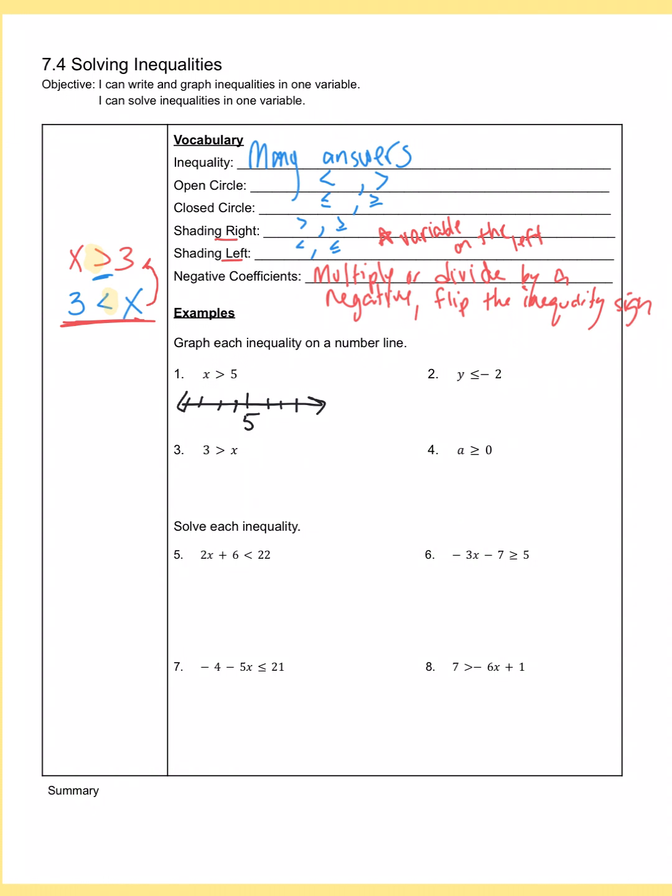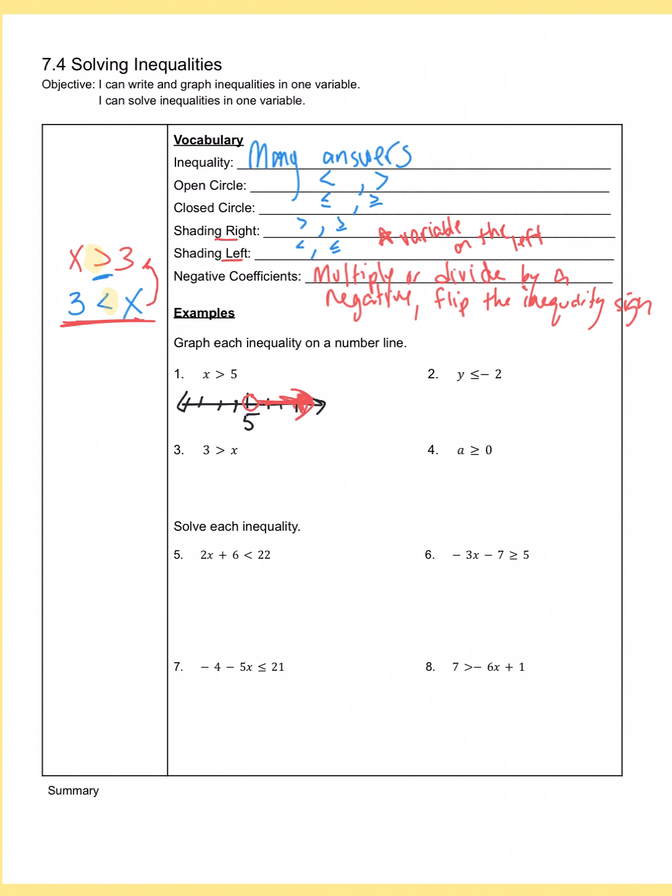Okay, so I have strictly greater than 5. So it cannot be equal to 5. So because of that, 5 is not included. So an open circle at the 5. And then all values that are greater than, these numbers are greater than 6, 7, 8, 9, and so on.